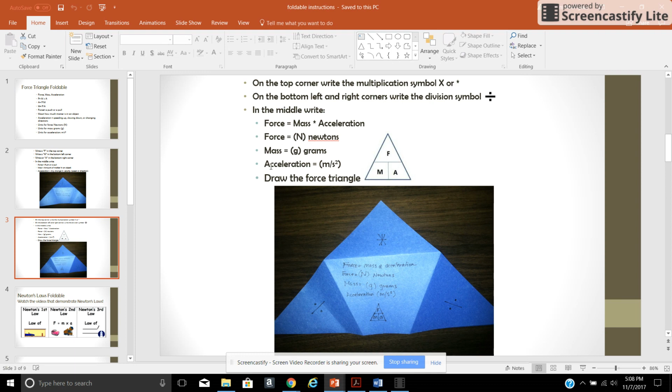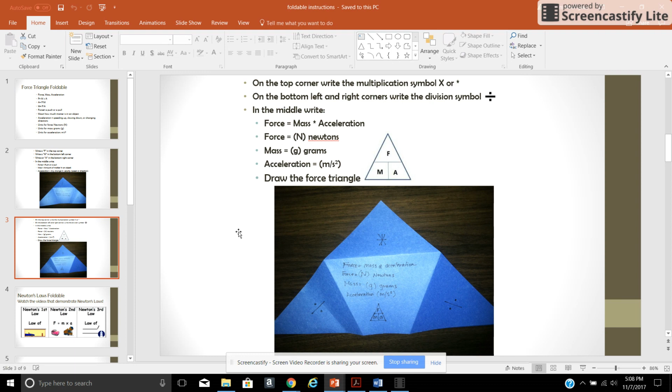And underneath all of the measurements of units and your formula, you're going to draw the force triangle, just like you did with the speed triangle. So the force triangle looks like this. Make sure F for force is at the top, mass is the lower left, and A is the lower right. Because remember, your triangle foldable works the same way that this small triangle works.